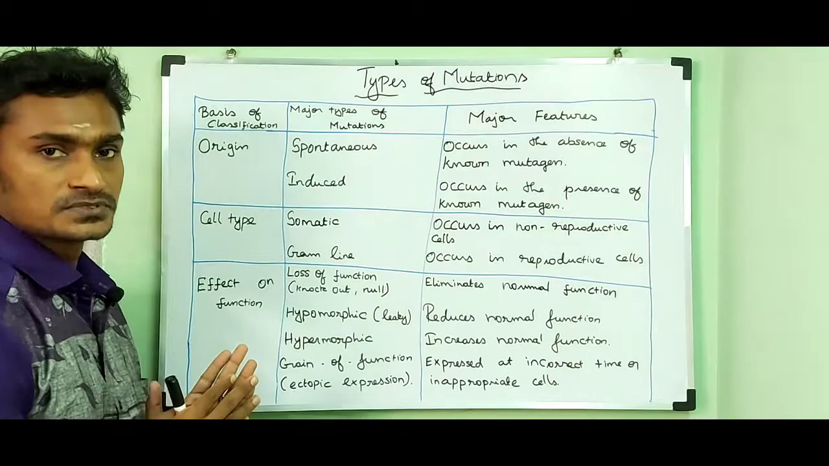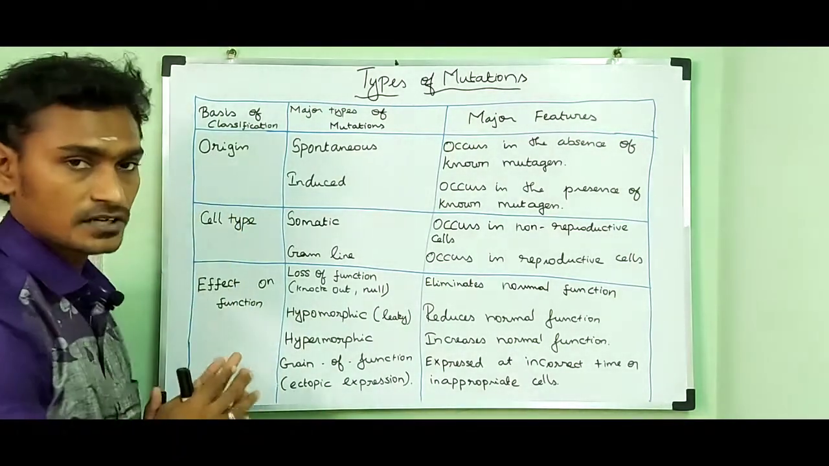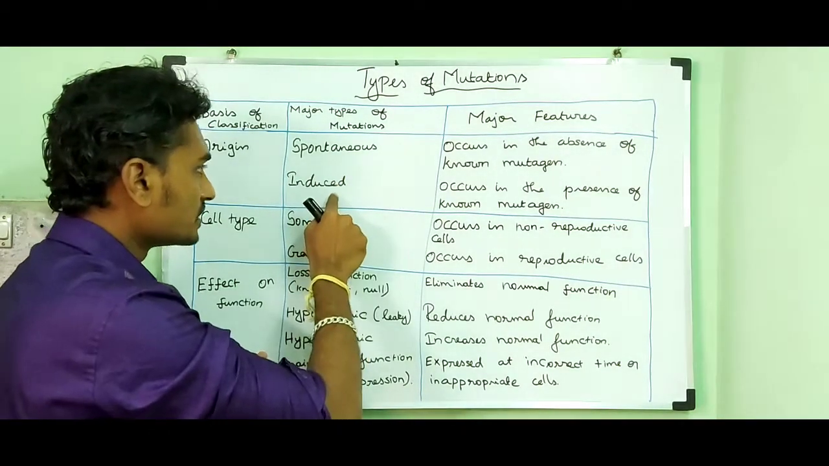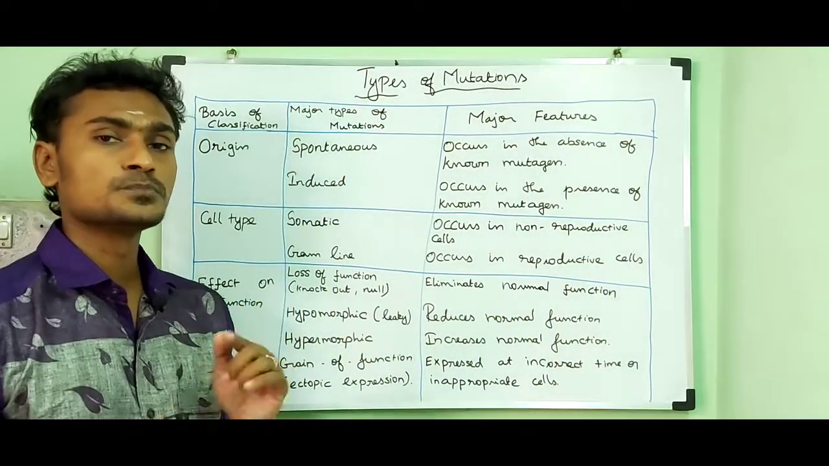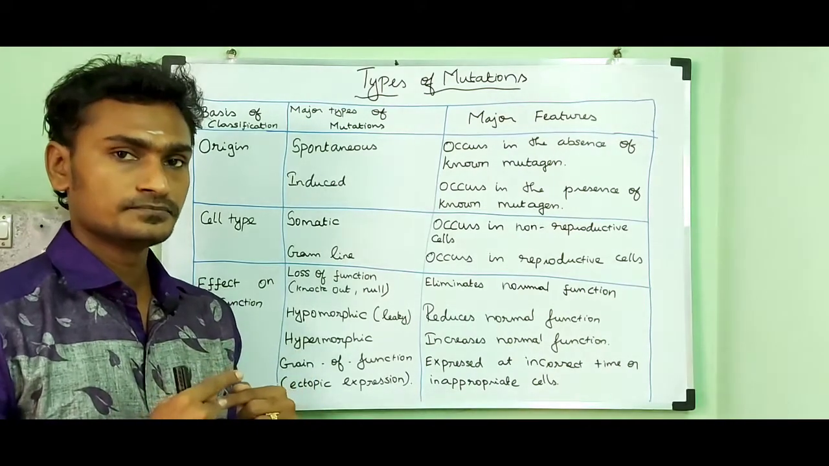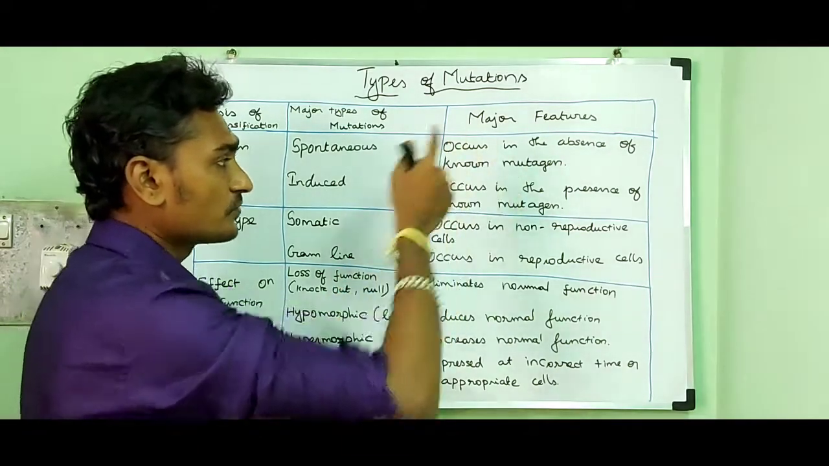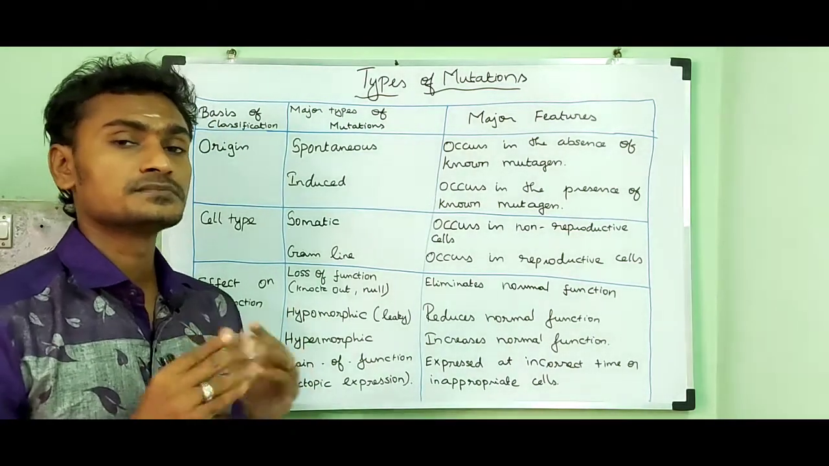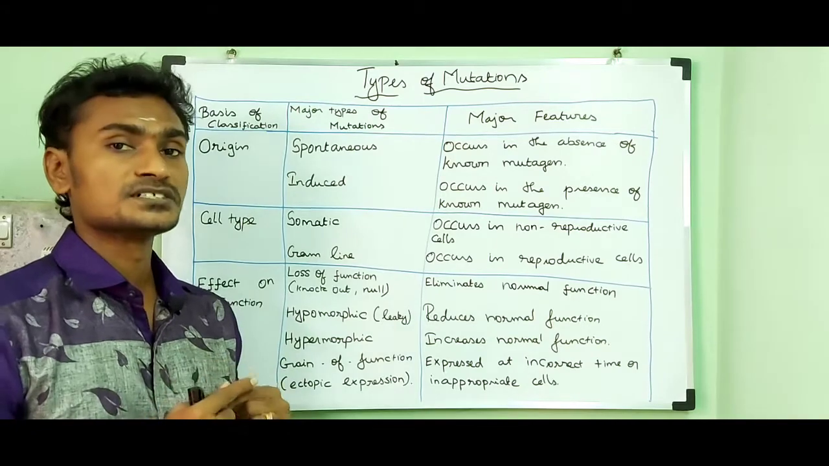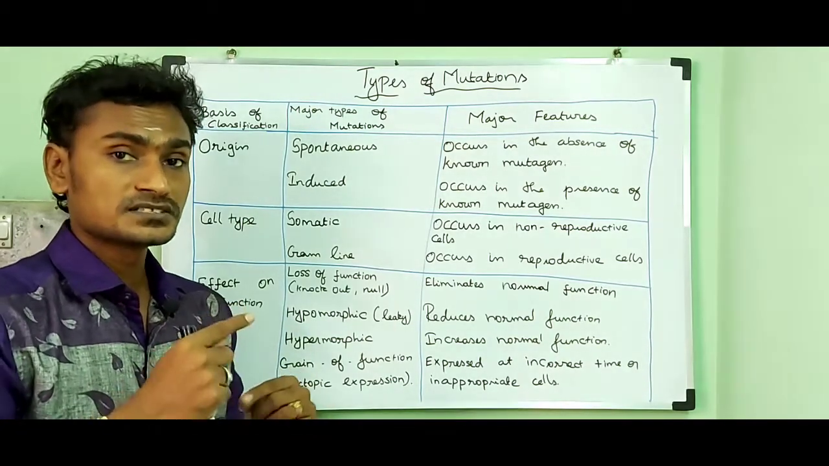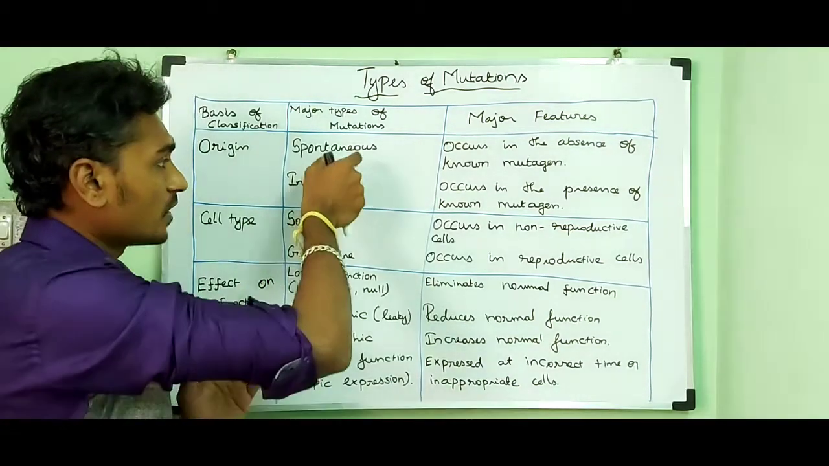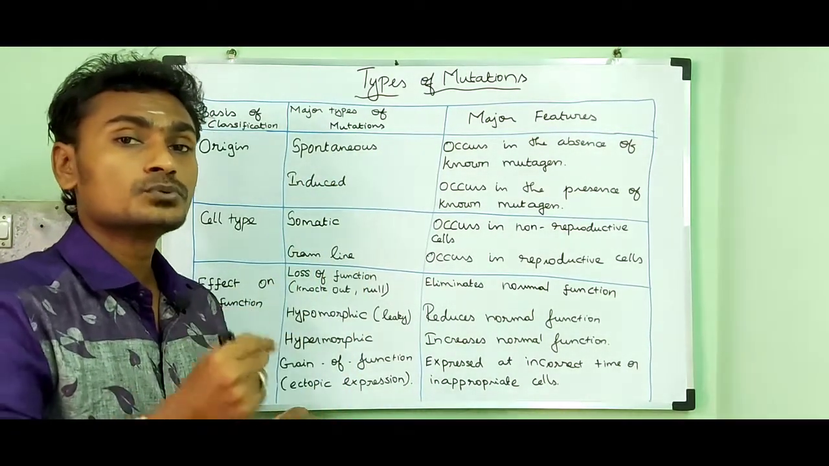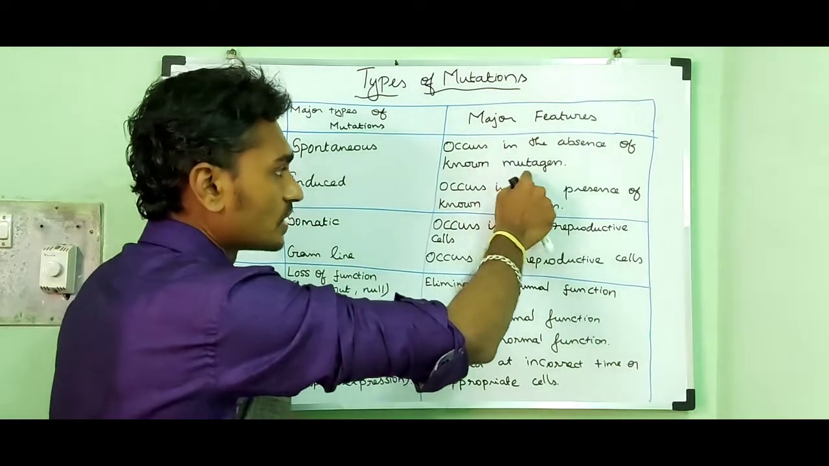Origin. So the first basis of classification is origin. In origin we have two types of mutation. They are spontaneous and induced. Spontaneous means the mutation can occur naturally in the absence of known mutagen. In the absence of known mutagen, that means we cannot identify the mutagen which causes the mutation. So in spontaneous mutation, the mutation occurs naturally and we are not able to identify the mutagen.